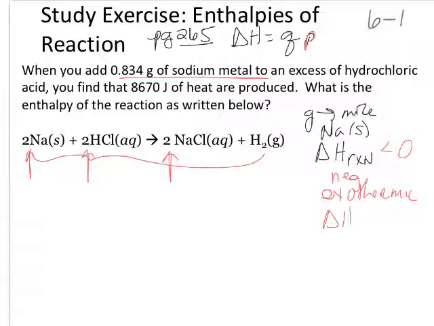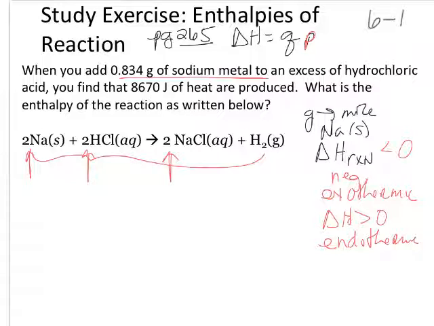An endothermic reaction would be delta H greater than 0. So if delta H is greater than 0, it's an endothermic reaction, and those will feel cold to the touch because they'll be pulling heat in from the surroundings.